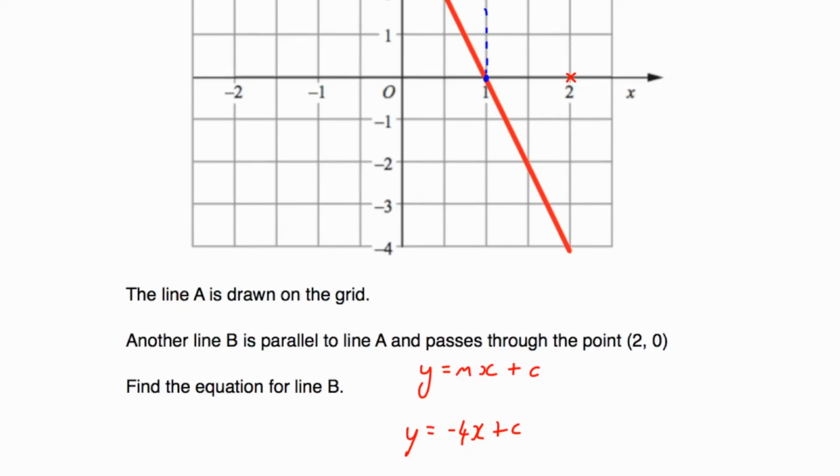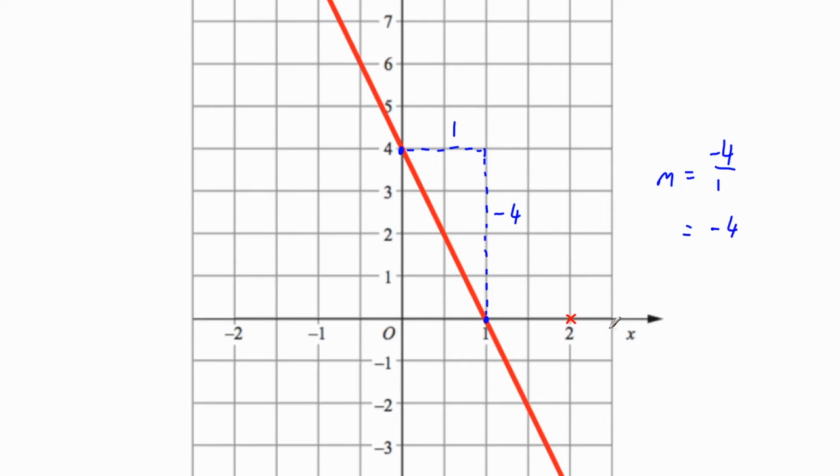So we could do it a few different ways. Because we know it passes through the point 2, 0, we could draw another line that is parallel to this red line and find where it crosses the y-axis, and that'll be our y-intercept, so that'll be our plus c. Alternatively, because we know our gradient is minus 4, we could go backwards. So we could go across 1, up 4, across 1, up 4, and then find where it crosses the y-axis. So I think that'll be 8 if we did that, across 1, up 4, across 1, up 4 to 8.